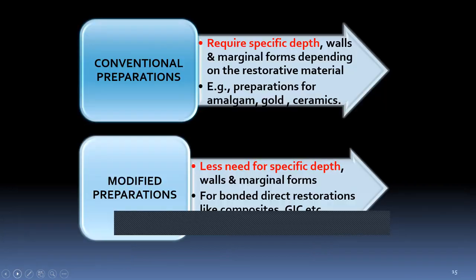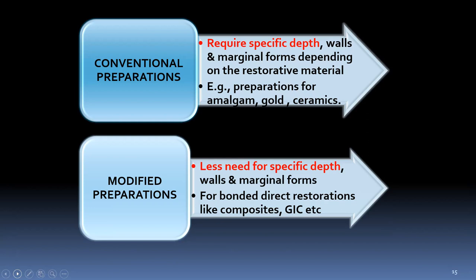There is another classification, that is the conventional preparation and the modified preparation. The conventional preparation, which we use for amalgam, gold and ceramics, includes specific depth, walls and marginal form depending upon the restorative material. But nowadays, with the use of newer materials like composite, glass ionomer cement, etc., there is less need for specific depth, walls and marginal forms. These are usually used for bonded direct restorations like composites and GIC, and they are known as the modified preparation.